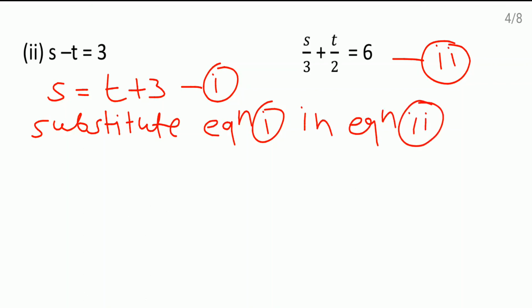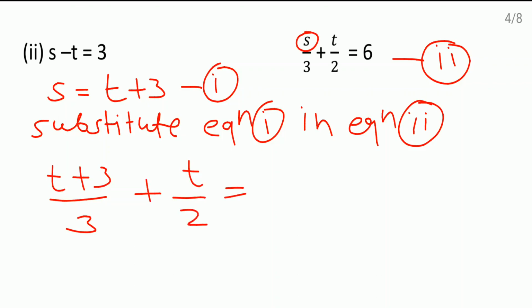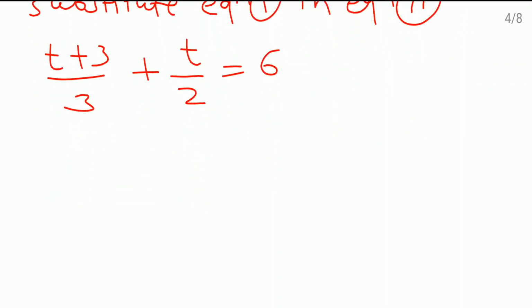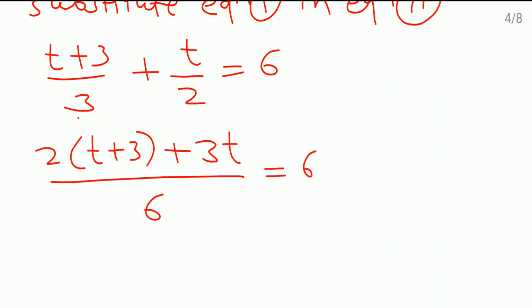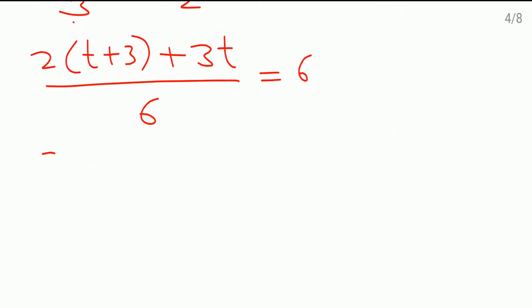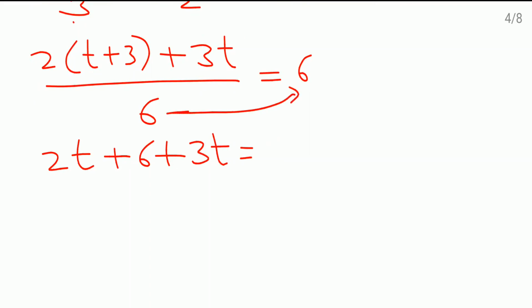So here in place of s I am writing t plus 3, divided by 3, see, plus this t by 2, which is equal to 6. Now we'll do LCM. 2 into t plus 3 plus 3 into t, divided by 6, which is equal to 6. Now I'll multiply it. 2 times t plus 6 plus 3 times t. This 6 will go here to multiply, so it will become 36.